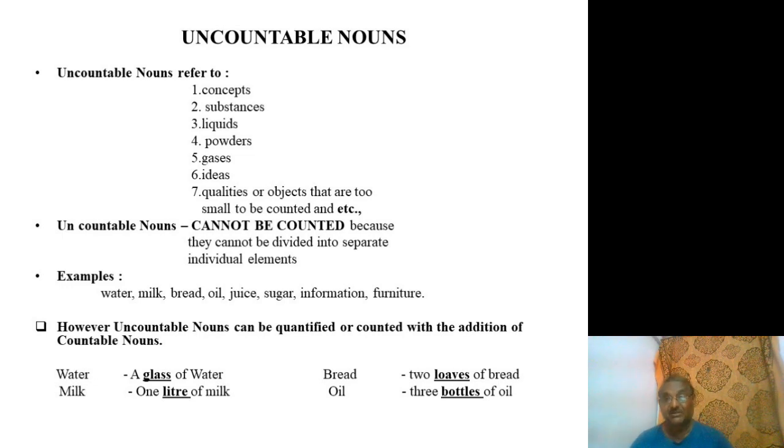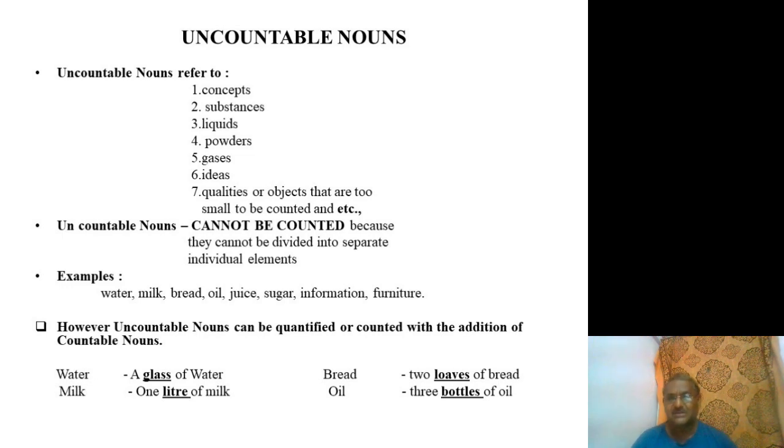Uncountable nouns refer to concepts, substances, liquids, powders, gases, ideas, qualities or objects that are too small to be counted, and so on. There are some objects that you can't count. They are very small. For example, you take sand. You can't count that sand. Oil. Can you count that oil? You cannot count. They are called uncountable nouns.